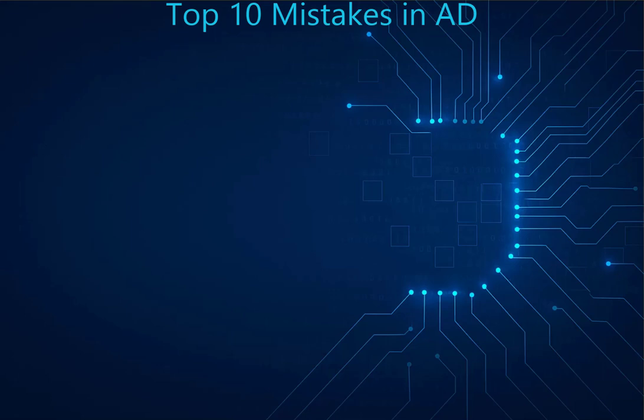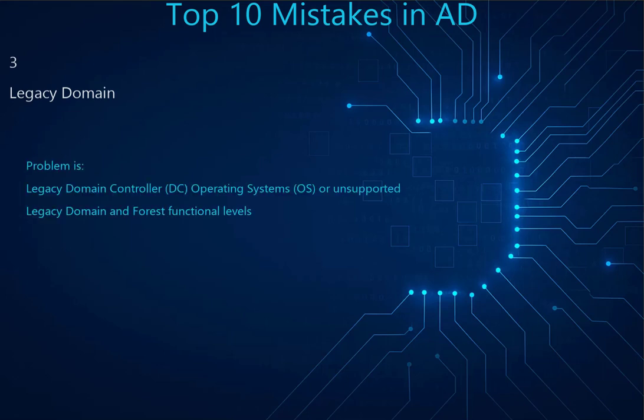And number 3, legacy domain. I see this very often, all the time. What happens is there will be legacy domain controllers. Their operating system is outdated and/or unsupported. And they have legacy domain and forest functional levels.